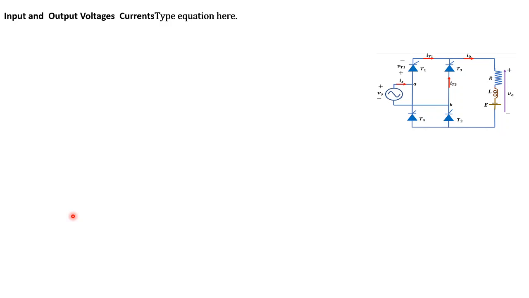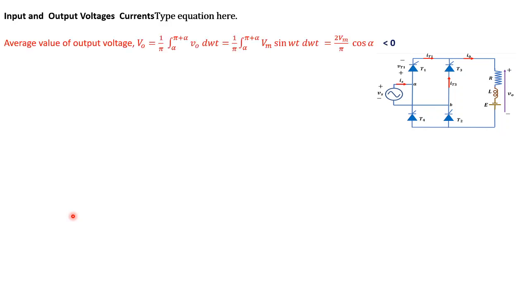Let us find out the average and RMS values of currents. You will find similar formulas. The formulas for average value and RMS value are more or less the same, except alpha is greater than 90. Because alpha is greater than 90, this value becomes negative. The average value becomes negative. For the RMS value, the square of the voltage is involved, so the value is more or less the same. The square of a negative value is also going to be positive.